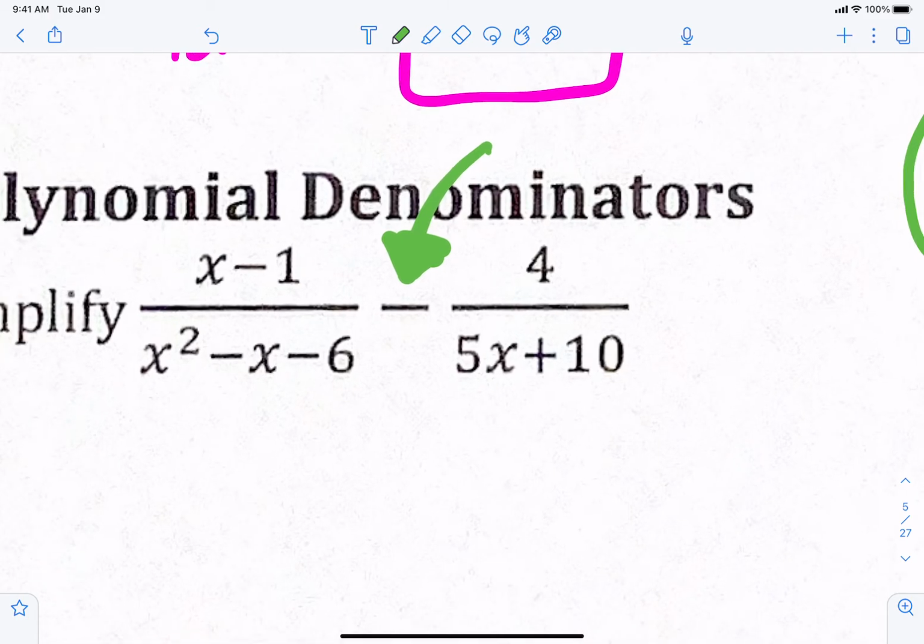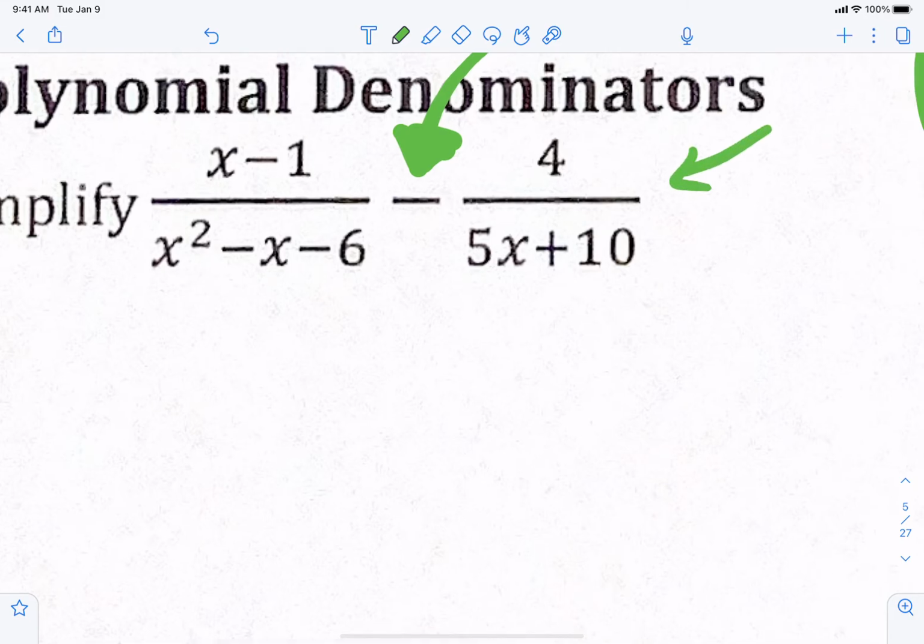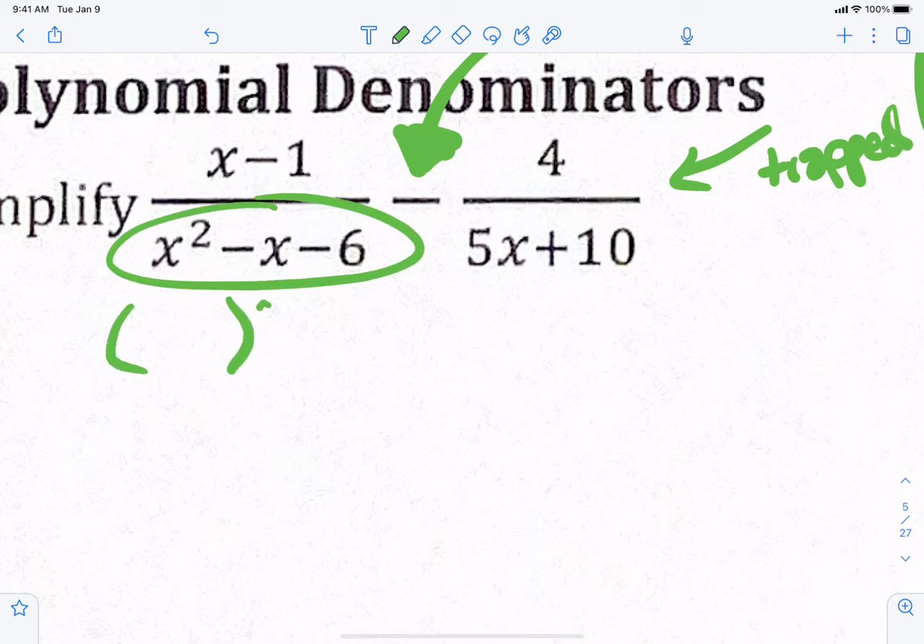So minus sign. Everything stays the same. You're still adding and subtracting. We still need to find a common denominator. But trapped or not trapped? Trapped. So what's the first thing that we do? Break it apart. So look at this piece down here on the bottom. And we want to break them into pieces.